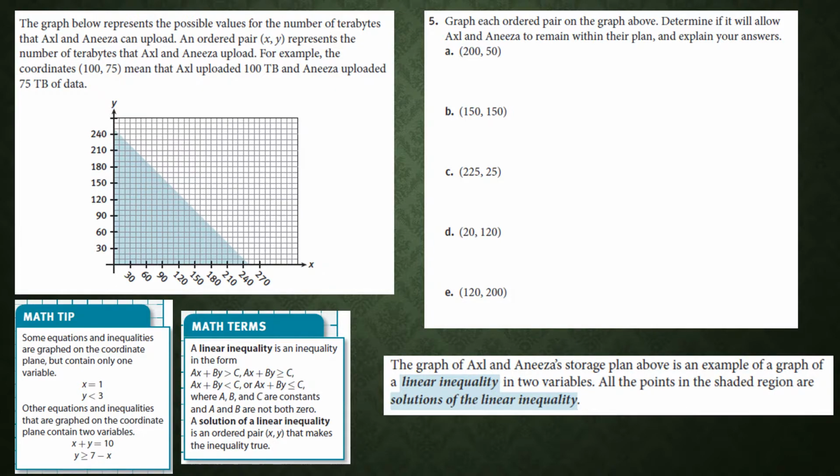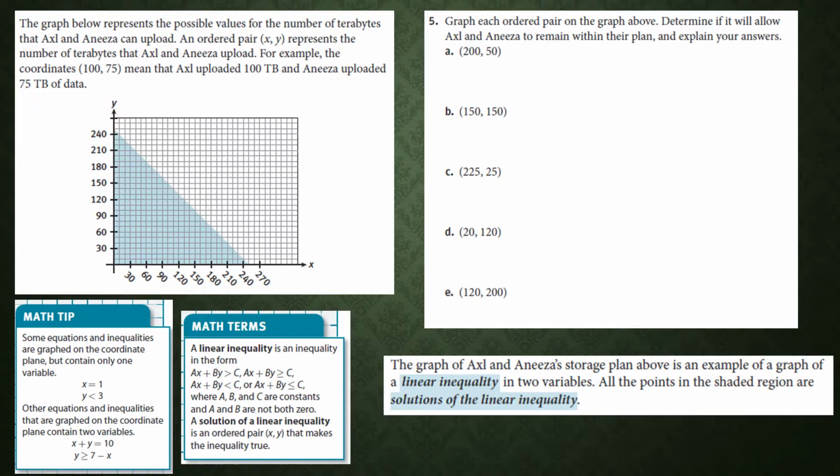All right, so now we get into the nuts and bolts of this. It's not enough to just know how to graph an inequality. You need to understand why you'd bother graphing it and what the graph means. What's the meaning of all this stuff? So this summarizes it here by saying the graph below represents the possible values for the number of terabytes that Axel and Anisa can upload. An ordered pair, (X, Y), represents the number of terabytes that Axel and Anisa upload. For example, the coordinates (100, 75) mean that Axel uploaded 100 terabytes and Anisa uploaded 75 terabytes of data.